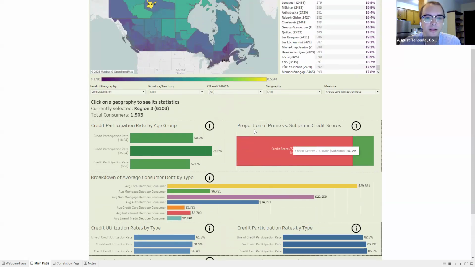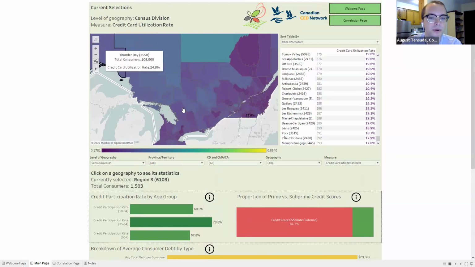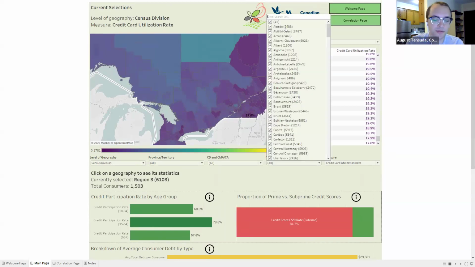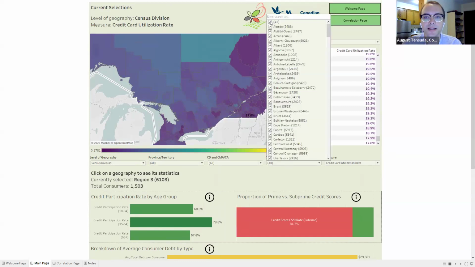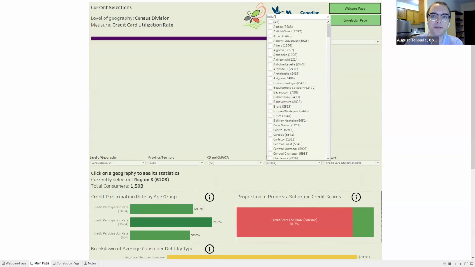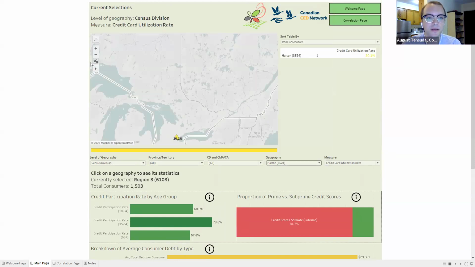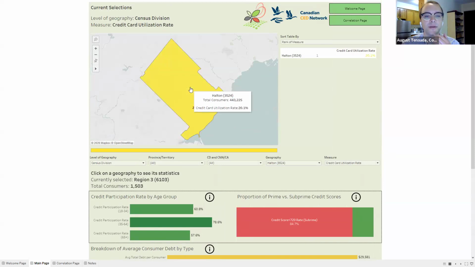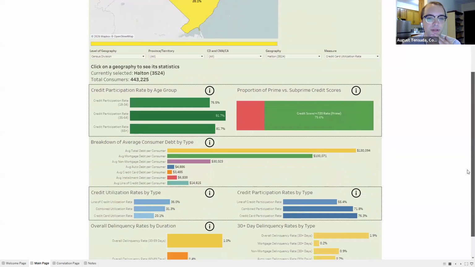Let's go back to Toronto, or to Halton rather. I can't find Halton, so I'm going to search for it in this search bar here, which is another feature. First you want to deselect everything, then search the place that you want and then select it. Now you'll just have that selected. And if you click the push pin, you'll zoom right in. Okay, so we're in Halton now.